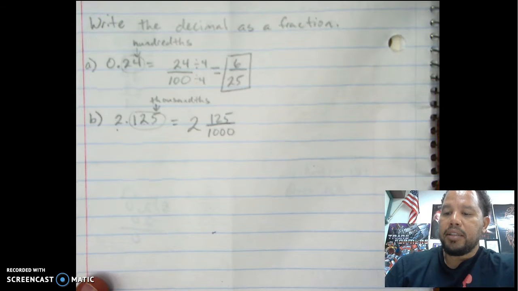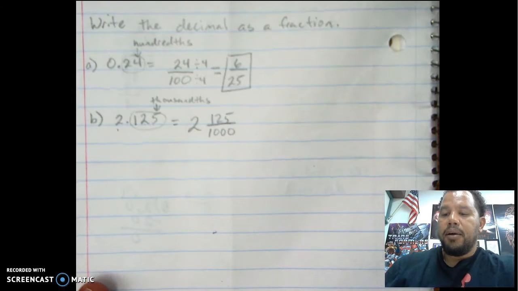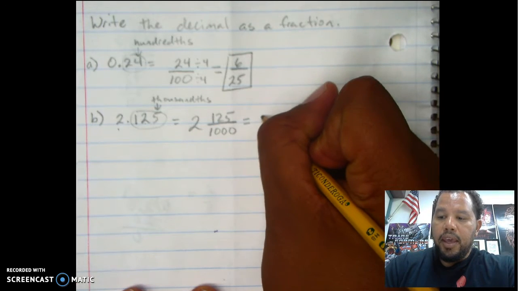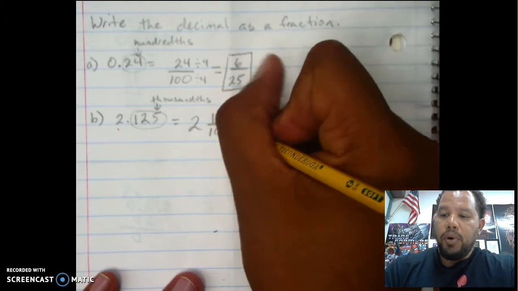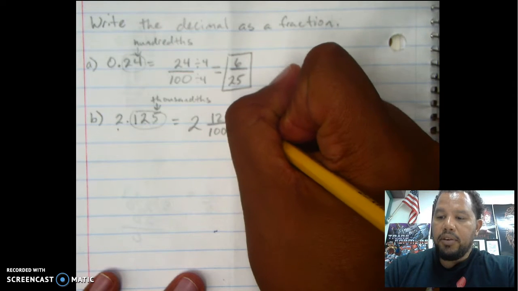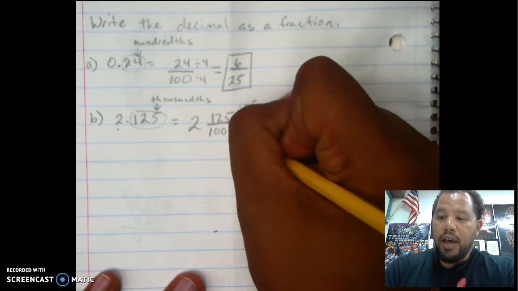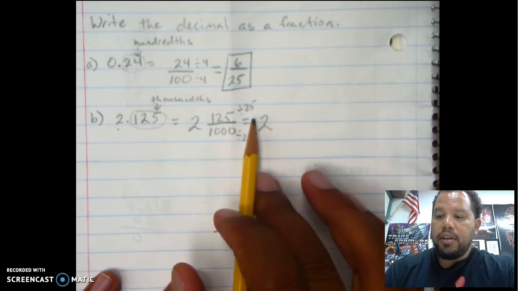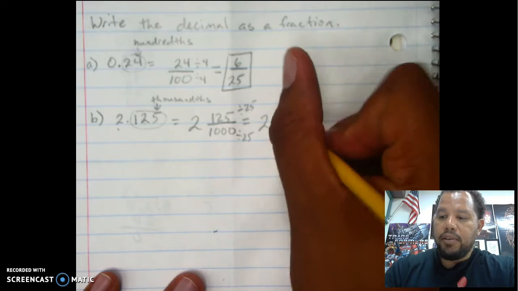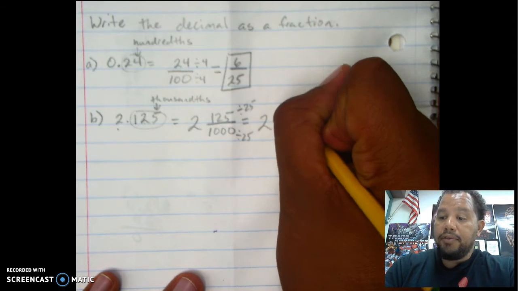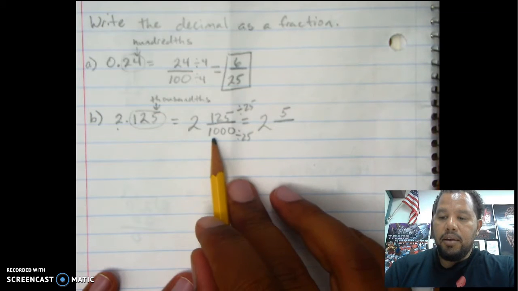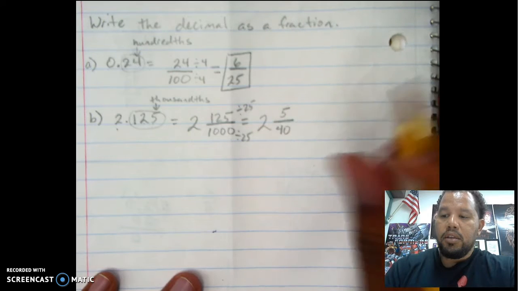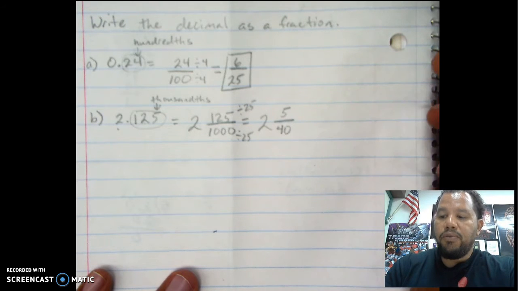And once again, we can simplify this fraction. So let's go ahead and simplify this. 125 and 1,000 have a common factor of 25. So 125 divided by 25 goes in 5 times. And then 1,000 divided by 25 is 40. And so I have 2 and 5 over 40.